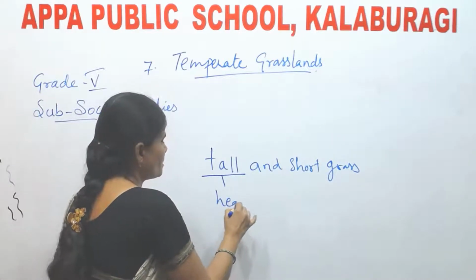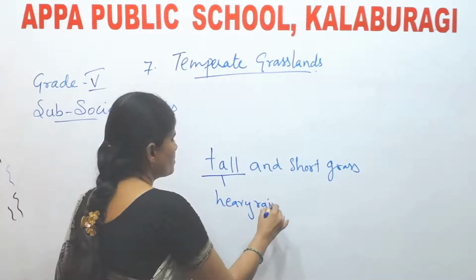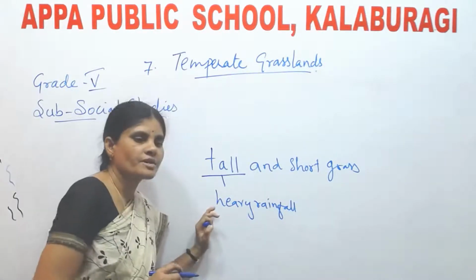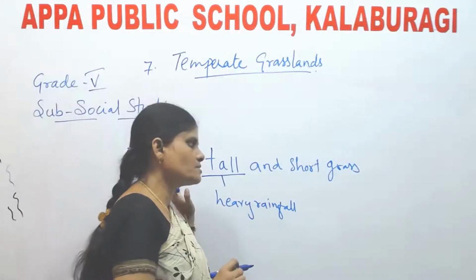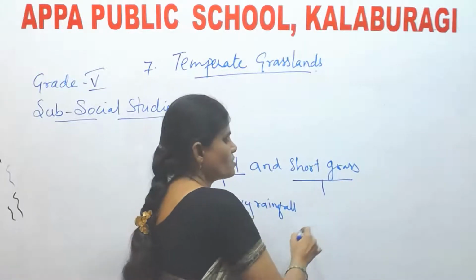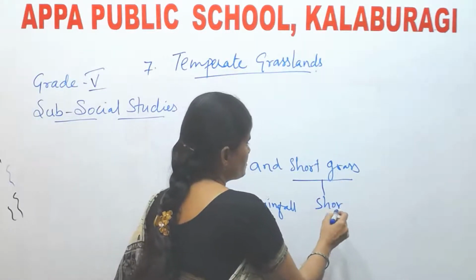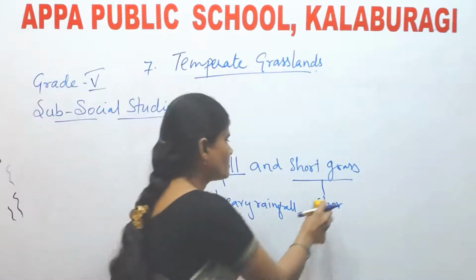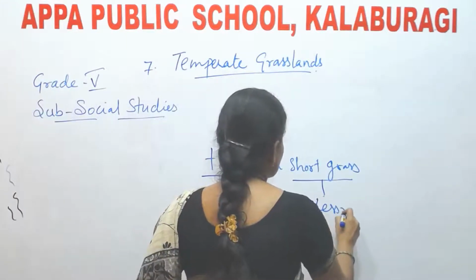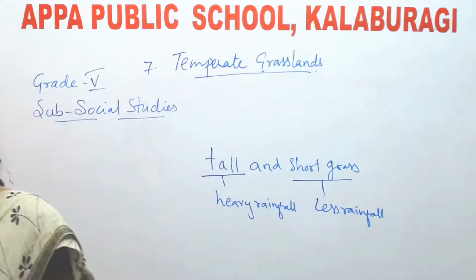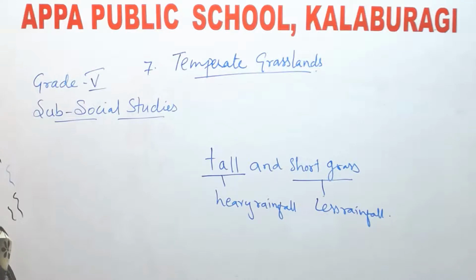Okay, heavy rainfall. The areas which receive heavy rainfall have tall grasses, and the areas which receive less rainfall have short grasses. Less rainfall. Okay. Here, less rainfall. Understood?